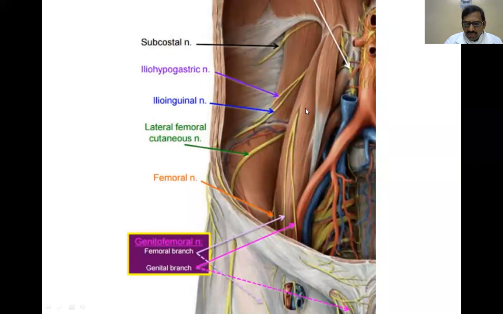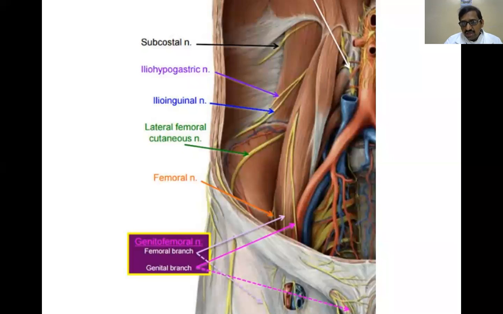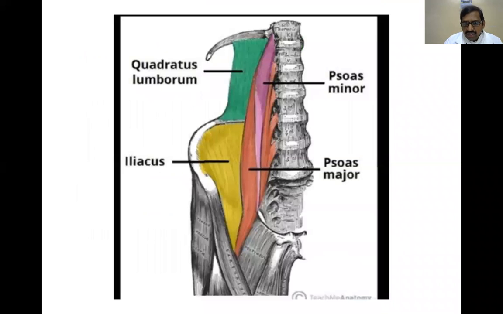genitofemoral nerve, piercing the psoas major muscle. This is the psoas minor muscle, and this is the iliacus muscle. Here, the important thing is that the psoas major muscle is very important clinically, because sometimes there is a chance for the formation of an abscess.